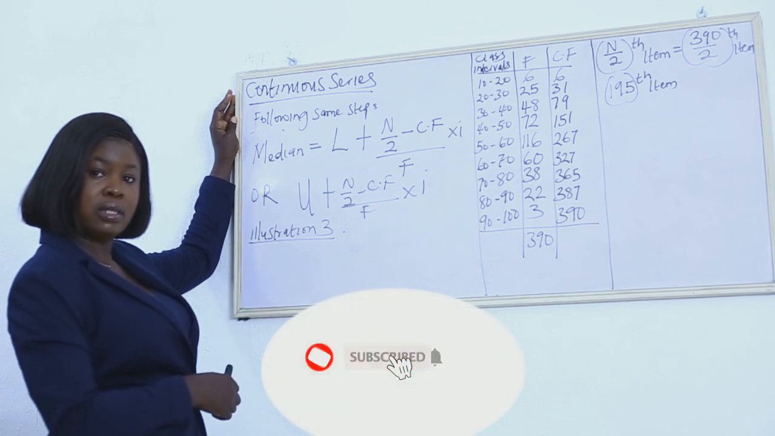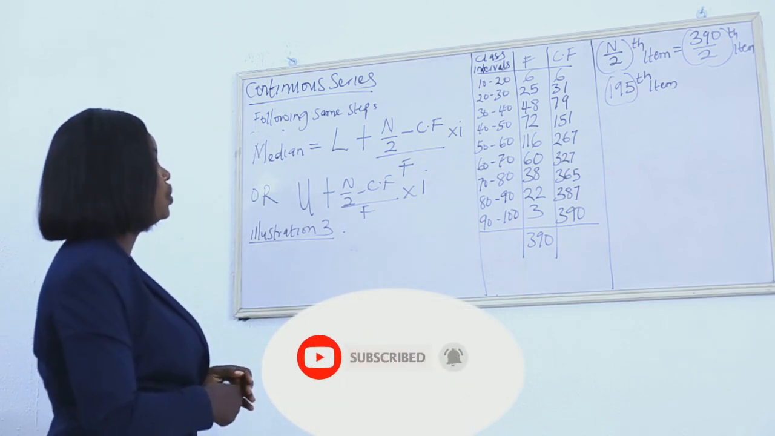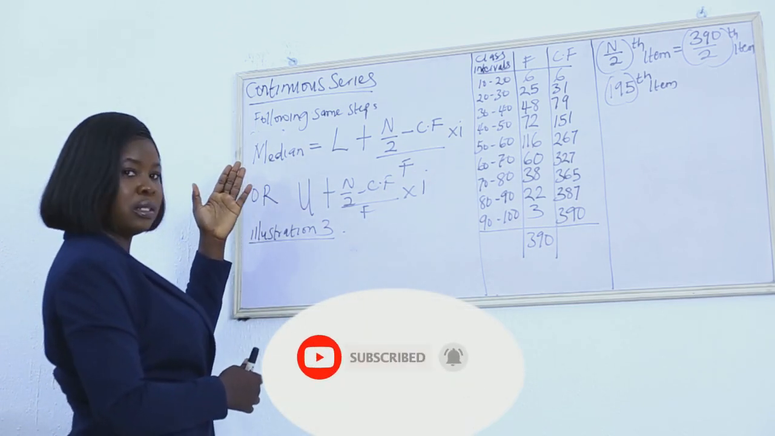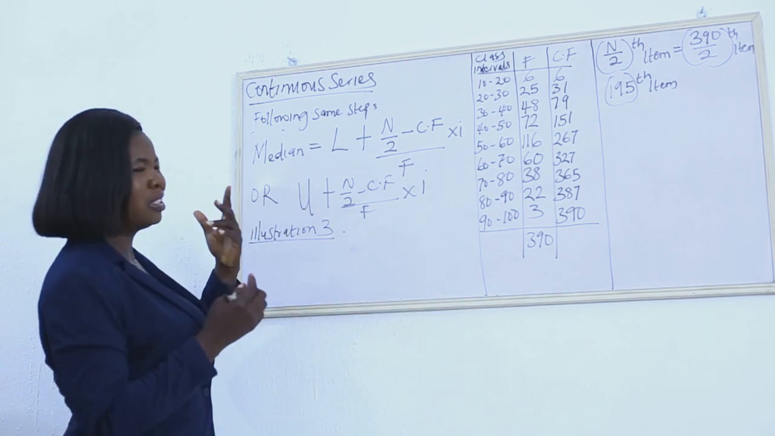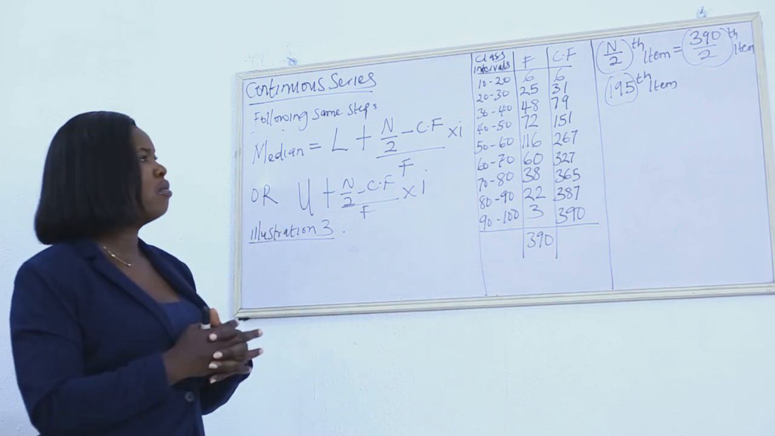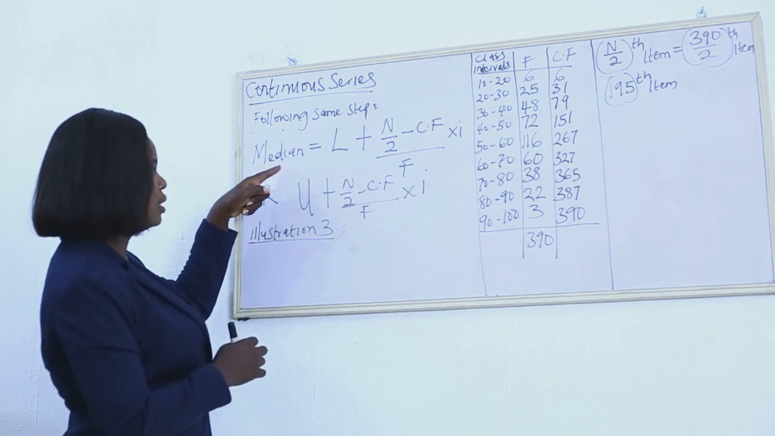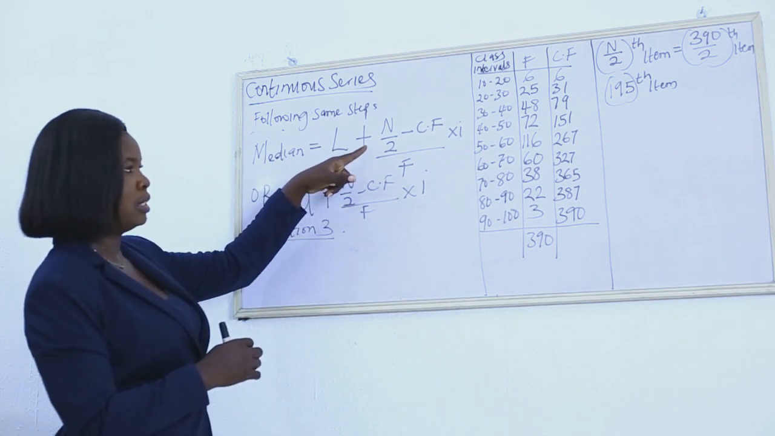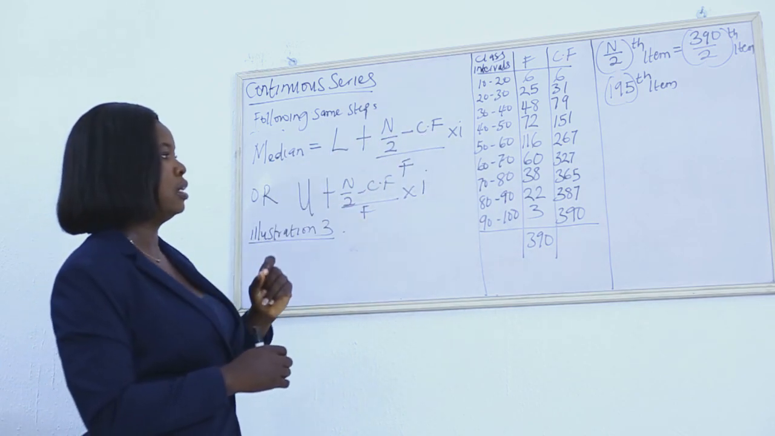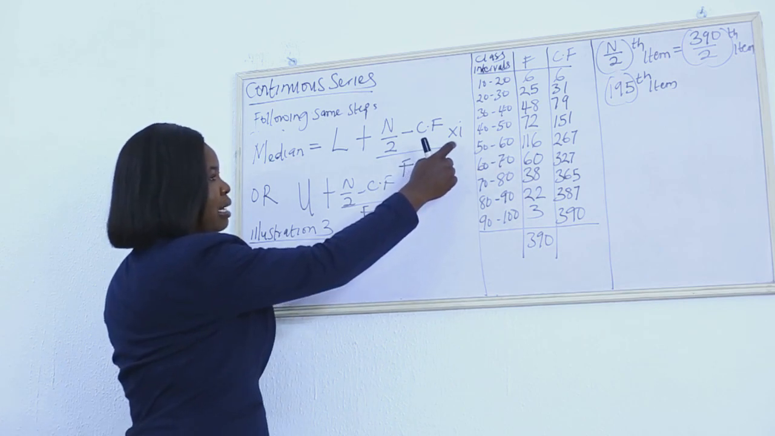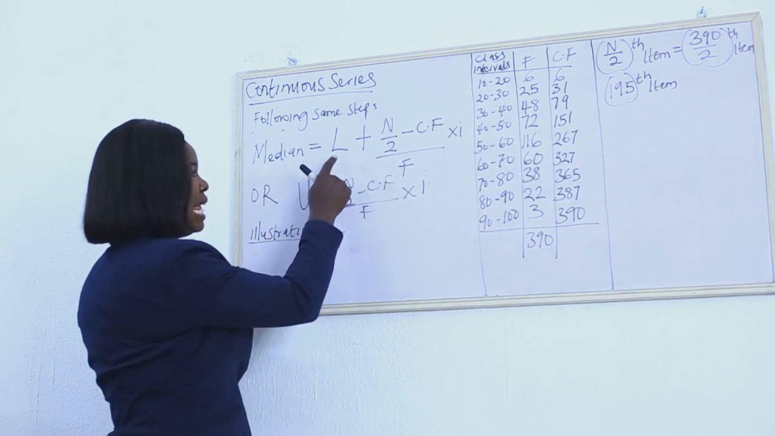The next method is the continuous series, following the same steps of the previous method, but there's a slight difference. For the continuous series, median is equal to L plus n all over 2 minus cumulative frequency all over frequency times i. And what does L mean?